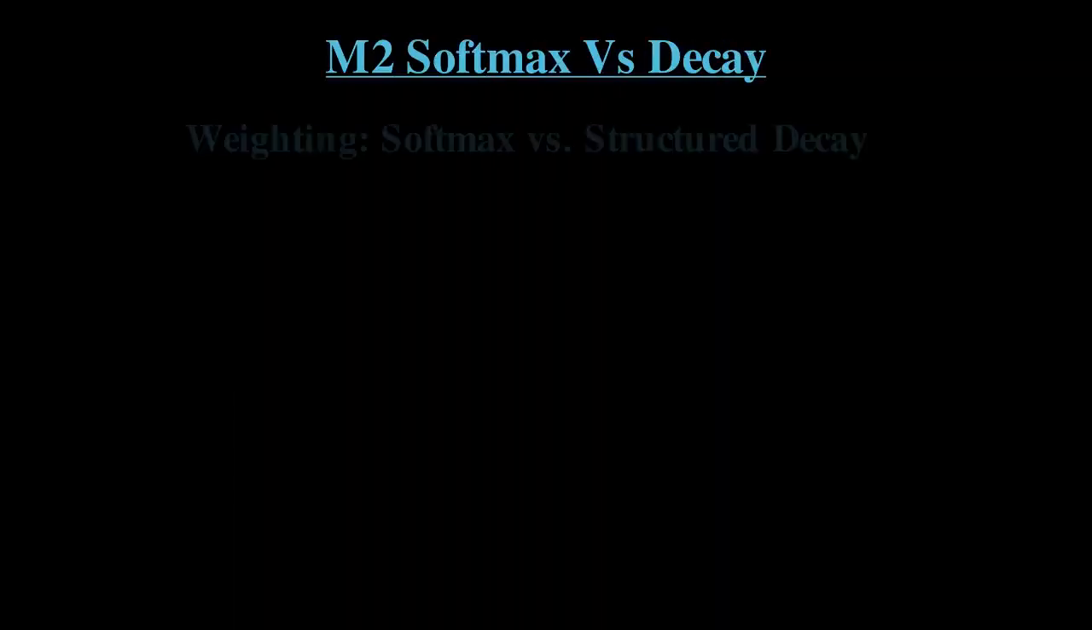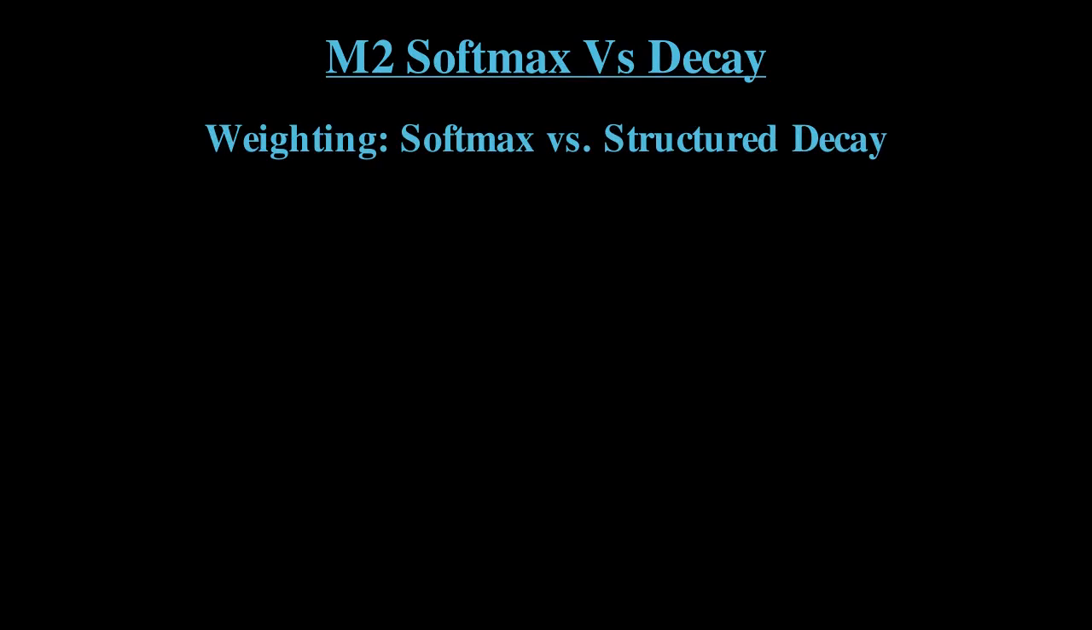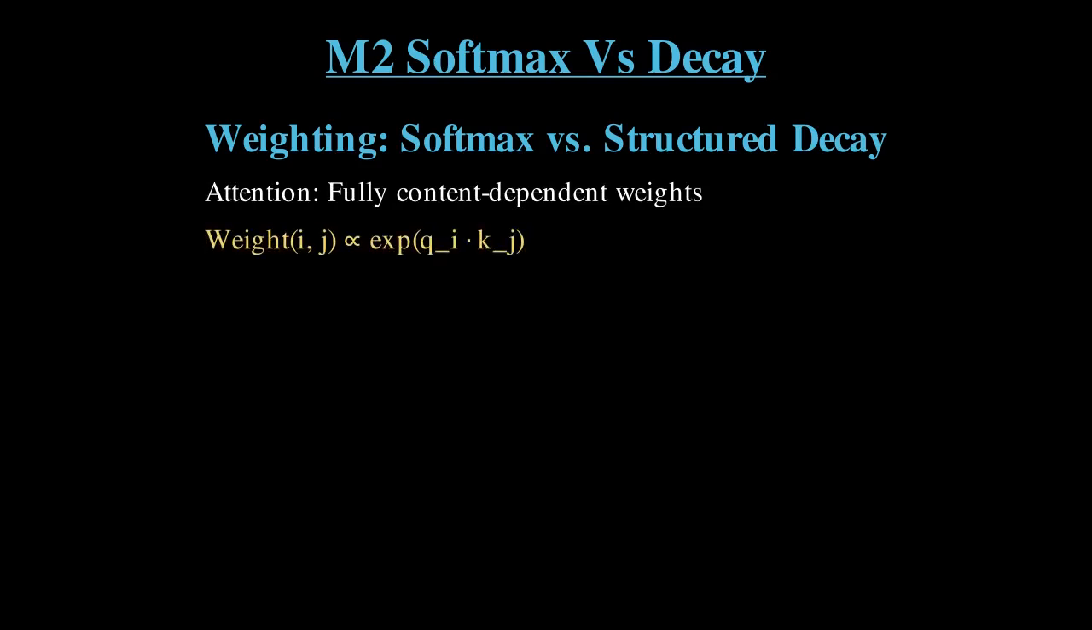This brings us to a critical difference in inductive bias between attention and SSD. Attention's softmax function computes fully content-dependent weights. The weight between two tokens is determined entirely by their query and key vectors, with no built-in notion of position. Any positional awareness must be added externally, usually with positional embeddings.